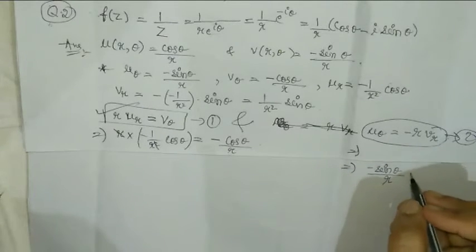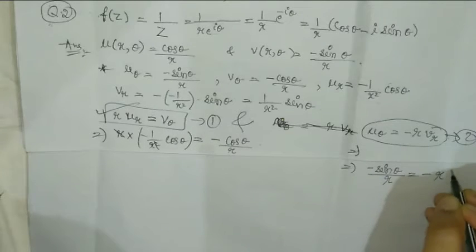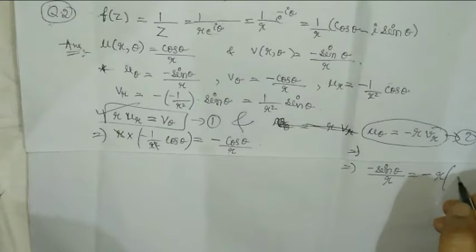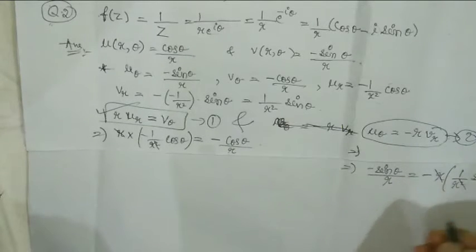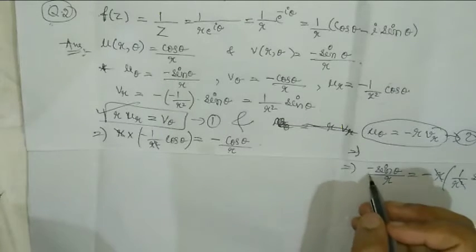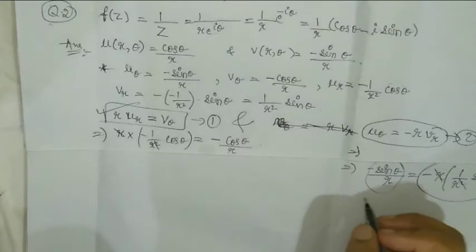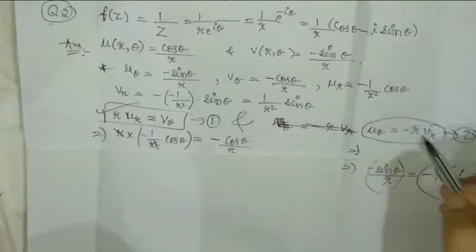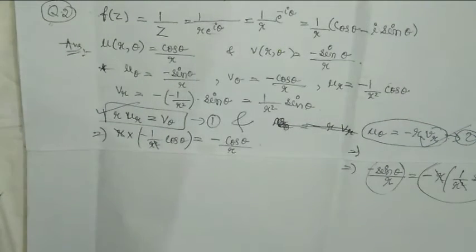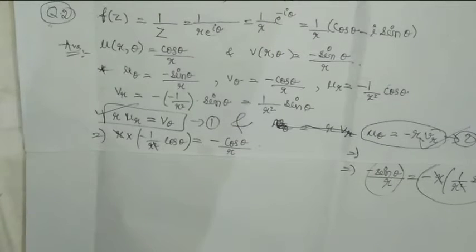Alright, which is equal to minus r into del v by del r. Del v by del r is 1 by r square sin theta. Fine, and now on cancelling r, we can see that the LHS and RHS both are equal. So this equation 2 is also satisfied. Hence the Cauchy-Riemann equation is satisfied.